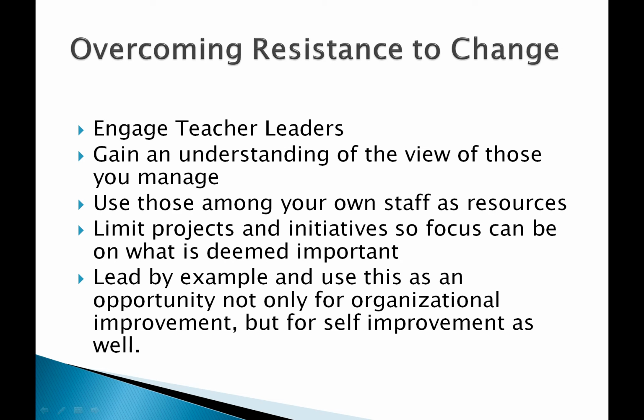In regards to overcoming the resistance to change, in conclusion, the 5 overarching themes of this presentation are that one would need to engage teacher leaders. One would need to gain understanding of the view of those you manage, use those among your own staff as resources, and limit projects and initiatives so focus can be on what is deemed important. Lead by example and use this as an opportunity not only for organizational improvement, but for self-improvement as well.